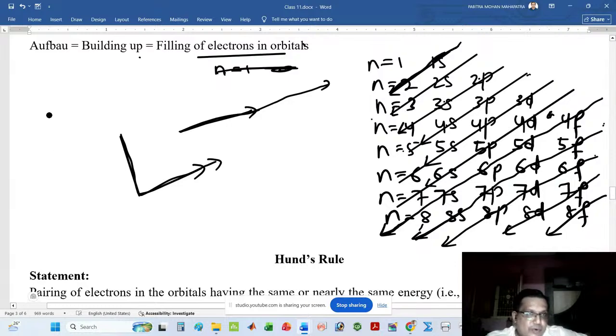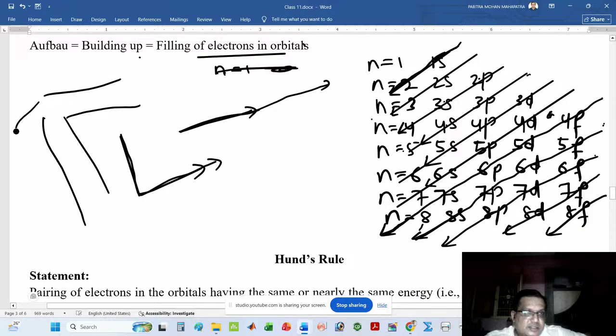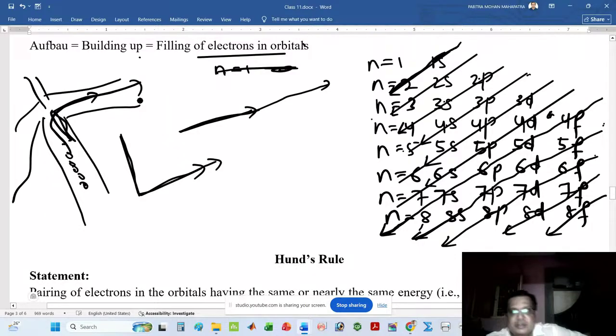Suppose a way is given here, a way is given like this. Suppose an arrow mark is given like this. Suppose you start your journey from this position to this position. When you see such type of arrow mark, then you will move like this.